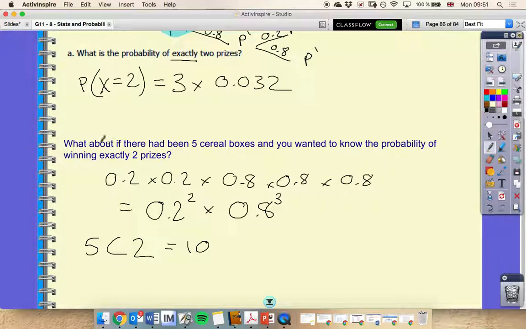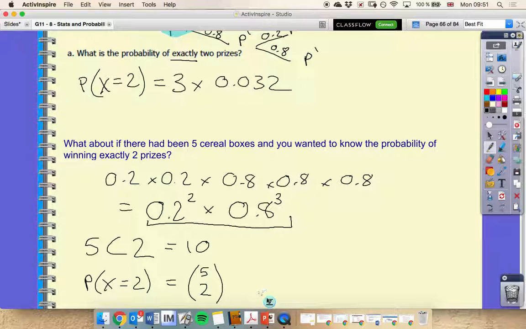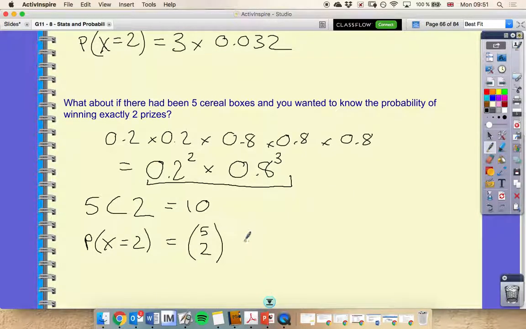Okay, so to answer this question, what is the probability? We're going to have to take the probability of getting it in one path and times it by 10. So this time the probability of getting x equals 2 wins would be, I'm actually going to write it like this, because this should seem familiar to what we were doing last week. 5 choose 2 times 0.2 squared times 0.8 cubed.